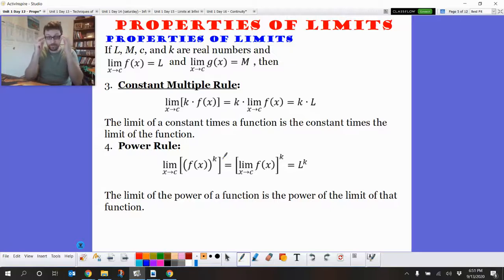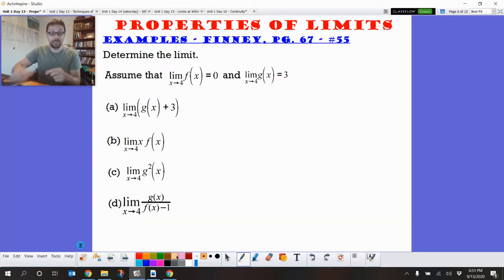So if we've got all that written down, pause me, cool, and let's try this out. They've told me I don't know what f of x is, and I don't know what g of x is, but they did tell me its limits. So I know the limit of f of x as x goes to 4 is 0, and I know that the limit of g of x as x goes to 4 is 3.